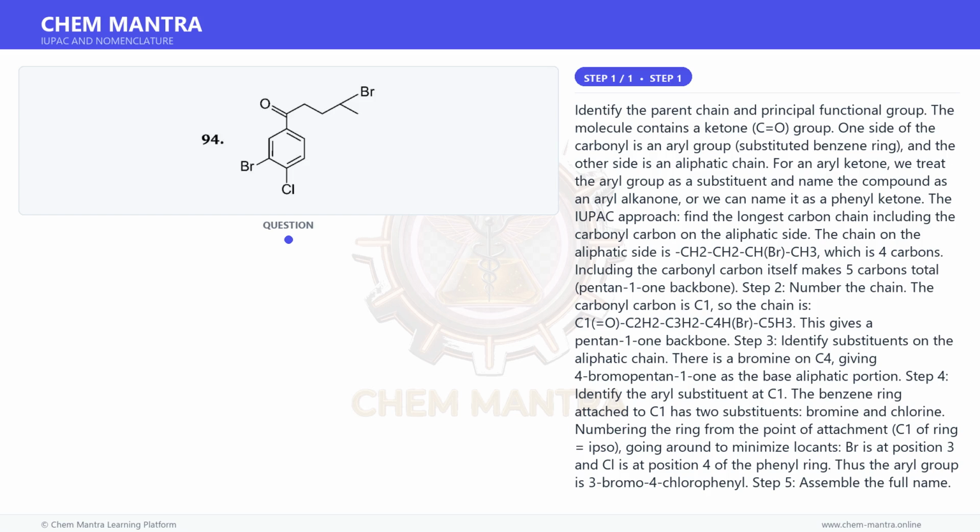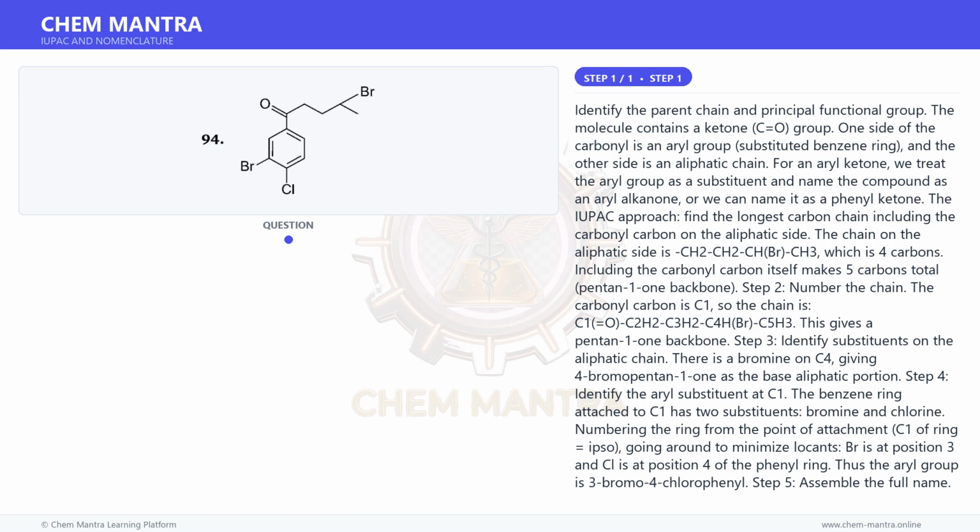The molecule contains a ketone, C=O group. One side of the carbonyl is an aryl group, a substituted benzene ring, and the other side is an aliphatic chain. For an aryl ketone, we treat the aryl group as a substituent and name the compound as an aryl alkanone, or we can name it as a phenyl ketone. The IUPAC approach: find the longest carbon chain including the carbonyl carbon on the aliphatic side.